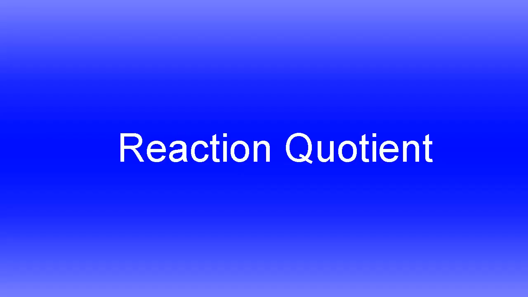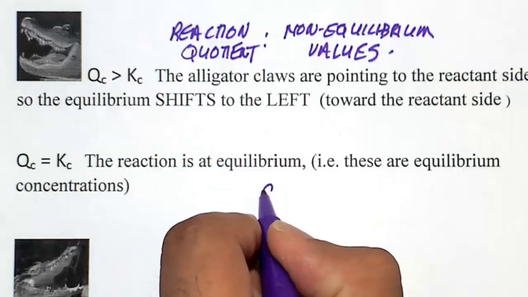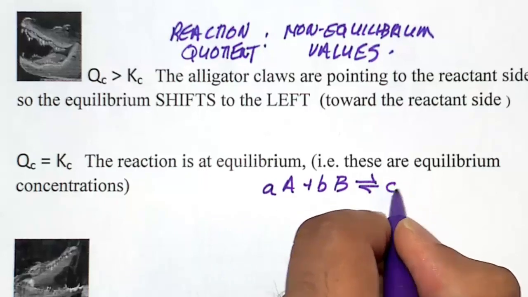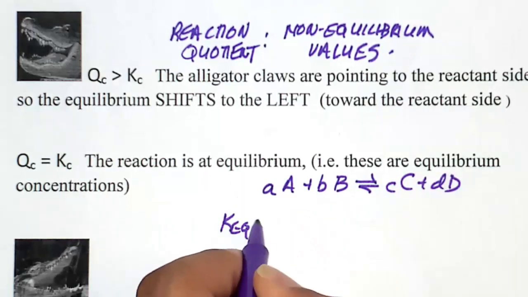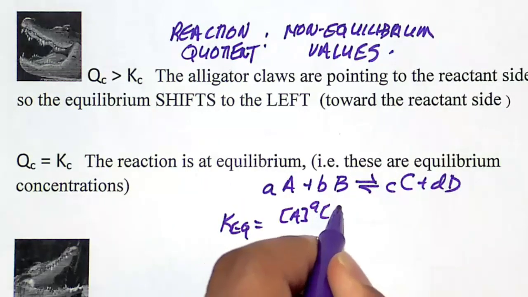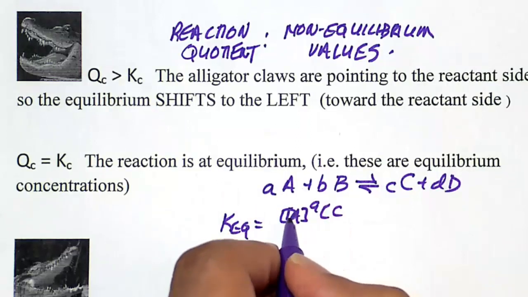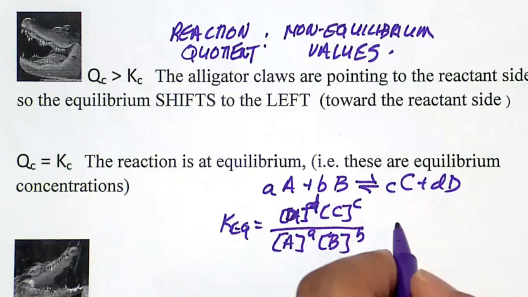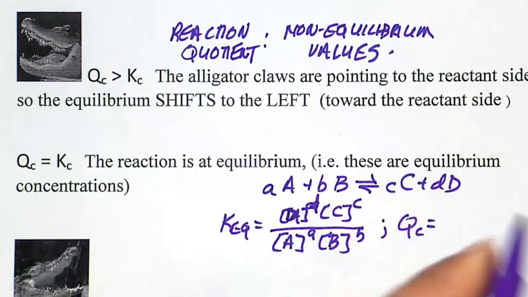So what is the formula for the reaction quotient? All right, let's go back to our equilibrium expression. Our equilibrium expression, by the law of mass action, is the concentration of products to their stoichiometric power divided by the concentration of reactants, each raised to its stoichiometric coefficient. The reaction quotient is the exact same thing.